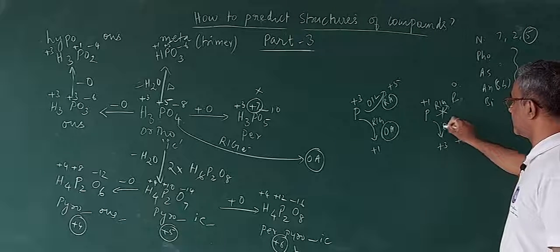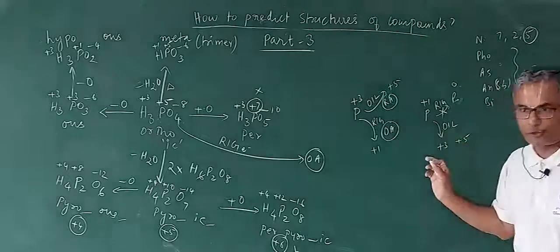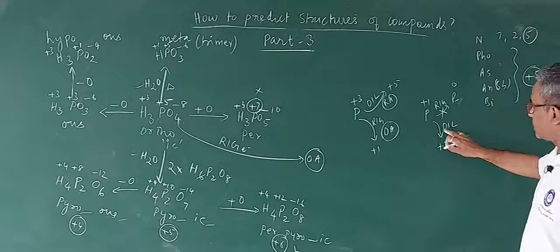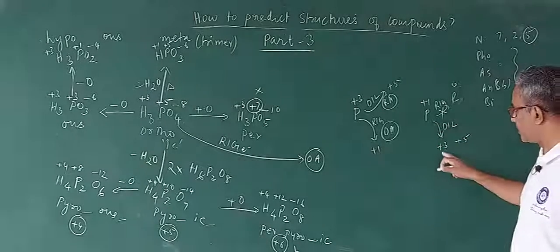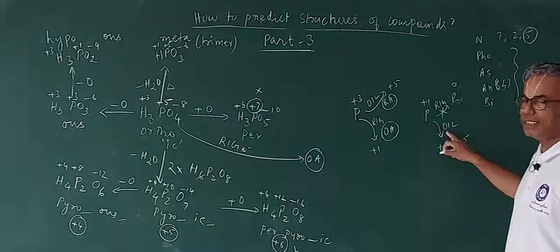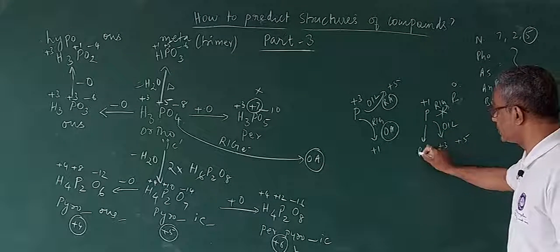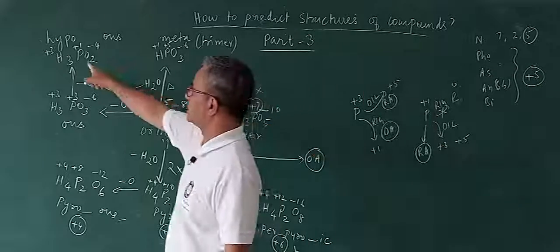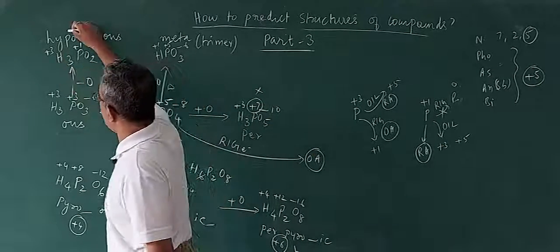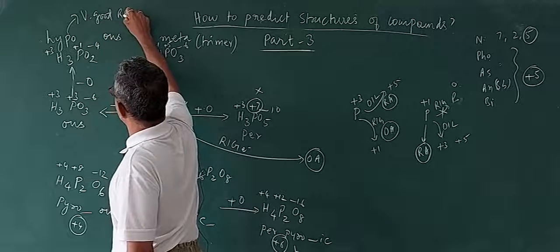That means it can lose electrons. P+1 can undergo oxidation, that is, oxidation is losing electrons. It can undergo oxidation to become either +3 or +5. That means if it can undergo oxidation, it will behave like a reducing agent. So, this will be a very good reducing agent. Very good reducing agent. Why?